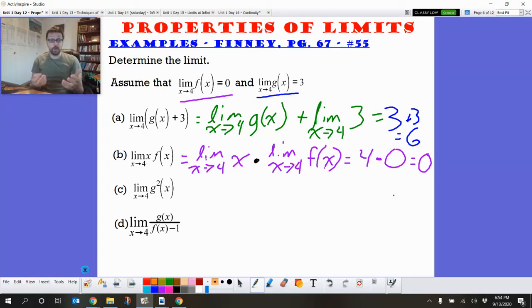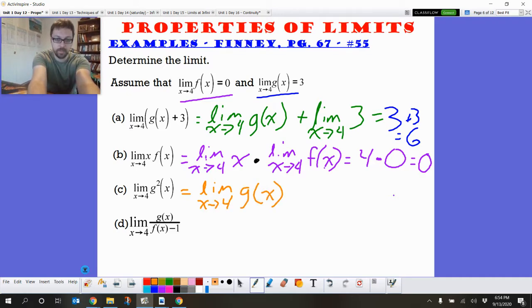Next one, we've got one of those squared things. We've got g squared of x. This is kind of the thing we did in our warm-up. Instead of squaring just g of x, we're going to say this is the limit as x approaches 4 of g of x, and then we're going to take all that and square the whole thing. The limit as x approaches 4 of g of x, they told us up here, is 3. And I hope we all know what 3 squared is. It's 9.